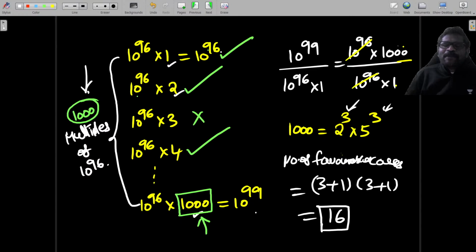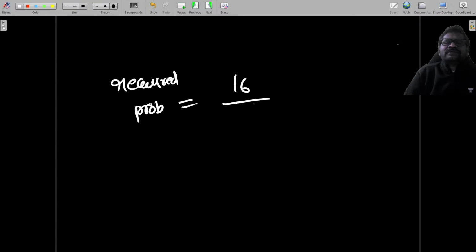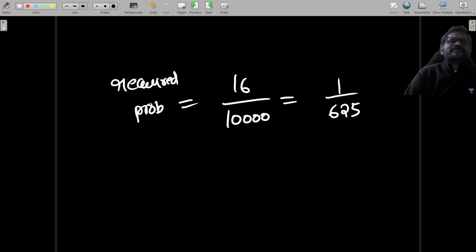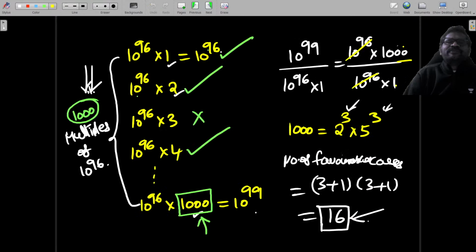So among these 1000 multiples of 10 power 96, only 16 multiples are divisors of 10 power 99. Therefore, the required probability is 16 by 10,000. 16 by 10,000 is nothing but 1 by 625. So the correct answer is 1 by 625.